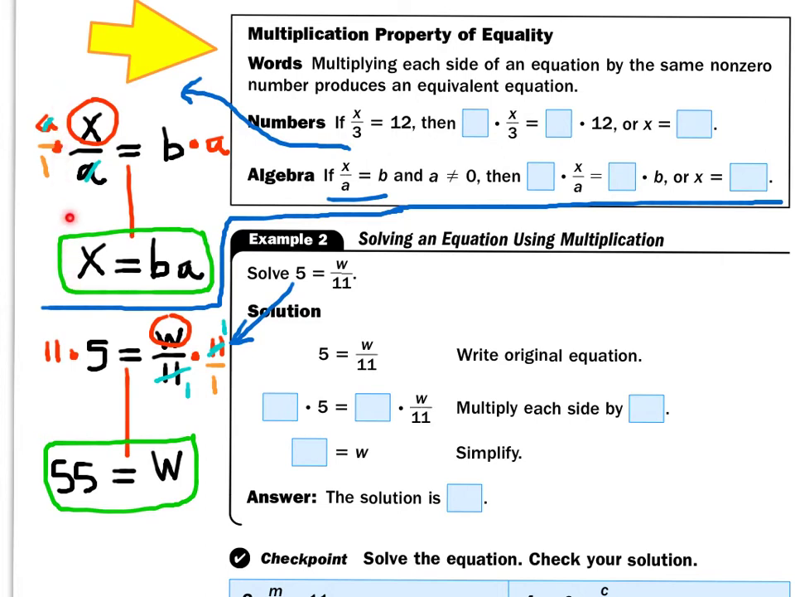Okay, so that's how we get that invisible 1 in front of the x this time. And then drop the equal sign down, and then b times a we would just write as b times a, and we would box our answer.